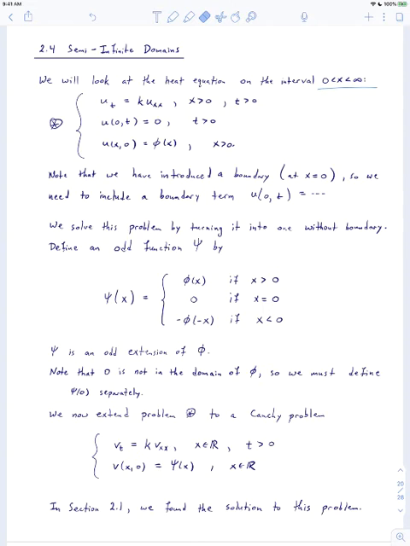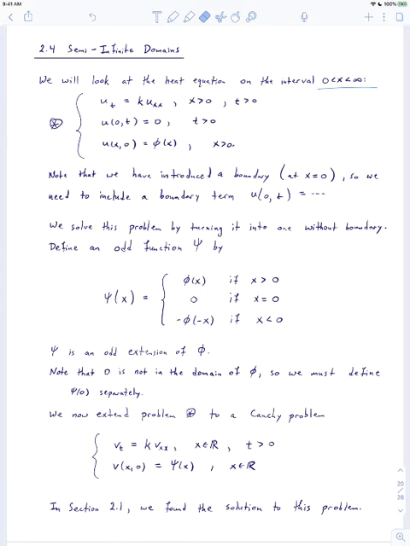In this video, we'll talk through the notes for section 2.4, which is called semi-infinite domains. We will look at the heat equation on an interval, which is no longer the entire real line. We'll look at the heat equation on the interval where x goes from 0 to infinity. That's why we're calling it a semi-infinite domain.